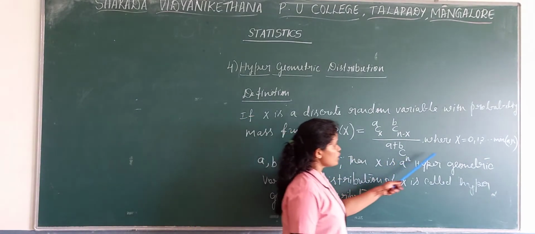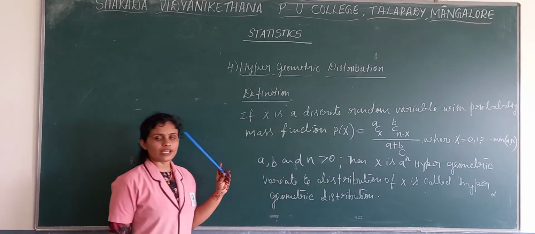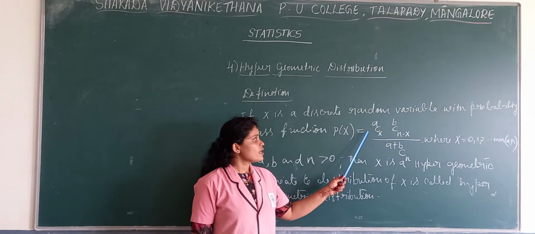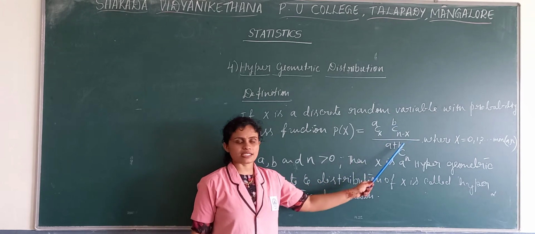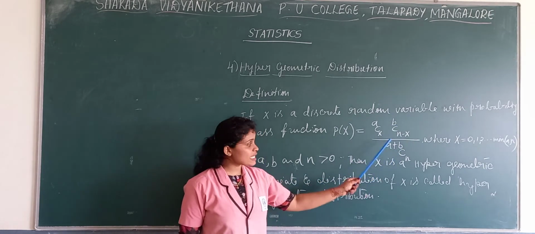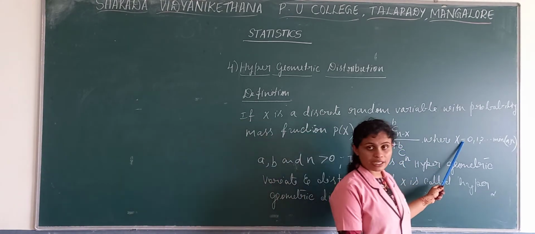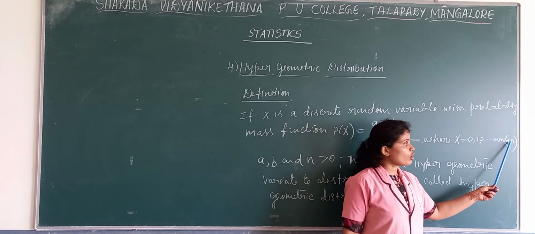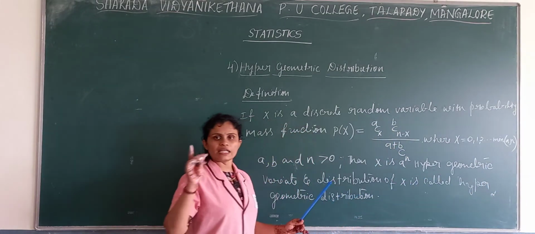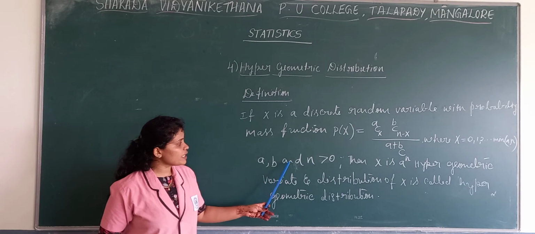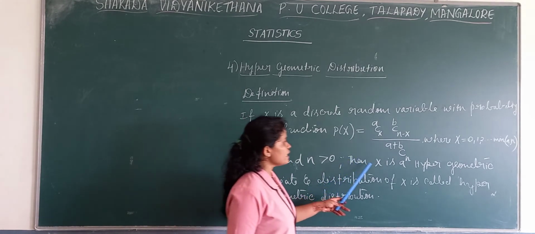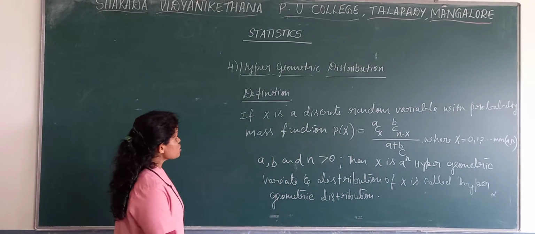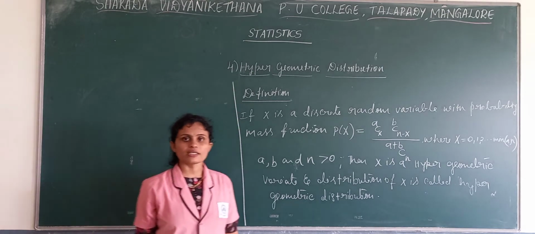The same definition, only here this function changes. If x is a discrete random variable with probability mass function p of x, ACx into BC n minus x divided by a plus b C n, where x is equal to the range 0, 1, 2 till minimum, whether a is minimum or n is minimum, among a and n whichever is minimum, that is the range. Here a, b, n are greater than 0; if this is the condition, then x is a hypergeometric variate and the distribution of x is called hypergeometric distribution.